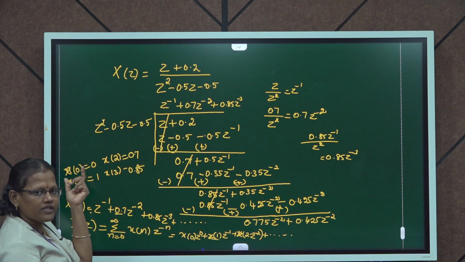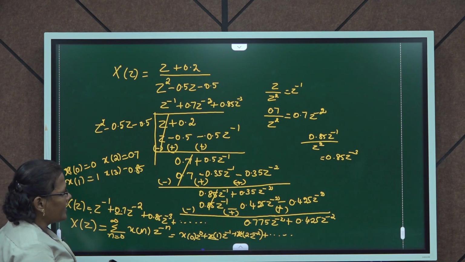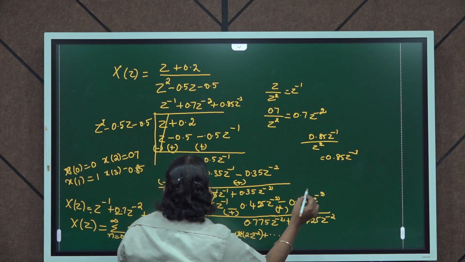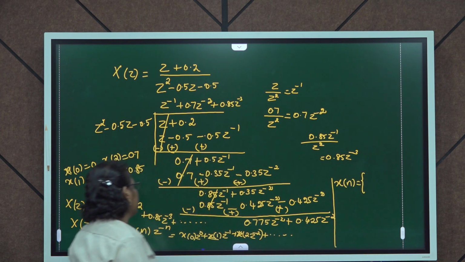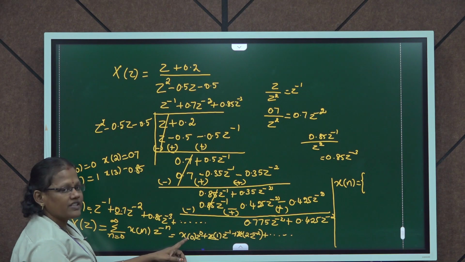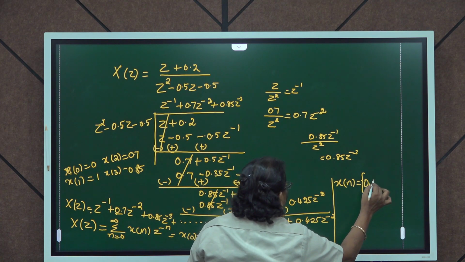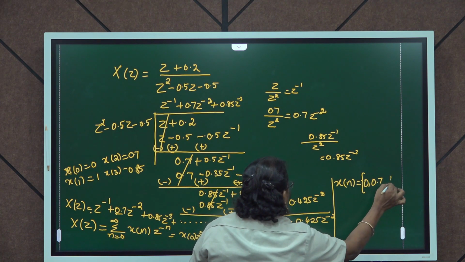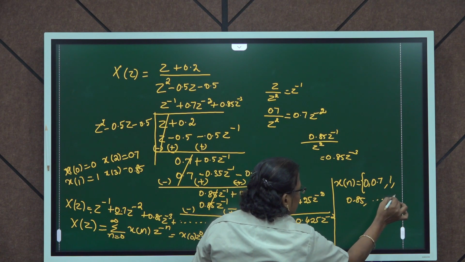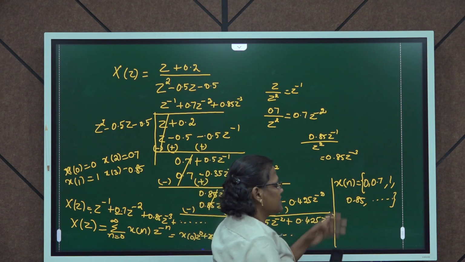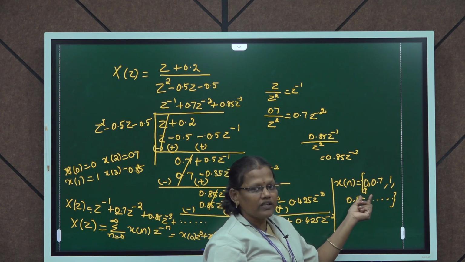if you compare the coefficients and write the values of x of 0, x of 1, x of 2, etc., those will be the time domain sequence. We have to finally write the equation as x of n is equal to, since the coefficient of z power 0 is 0, we take 0, 1, 0.7, 0.85, etc. If you see this sequence, here you can put the arrow mark which represents the value at n equal to 0. Okay.